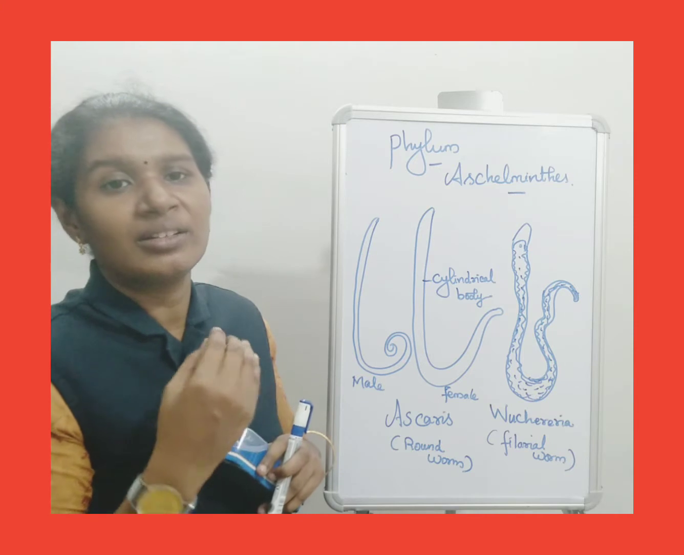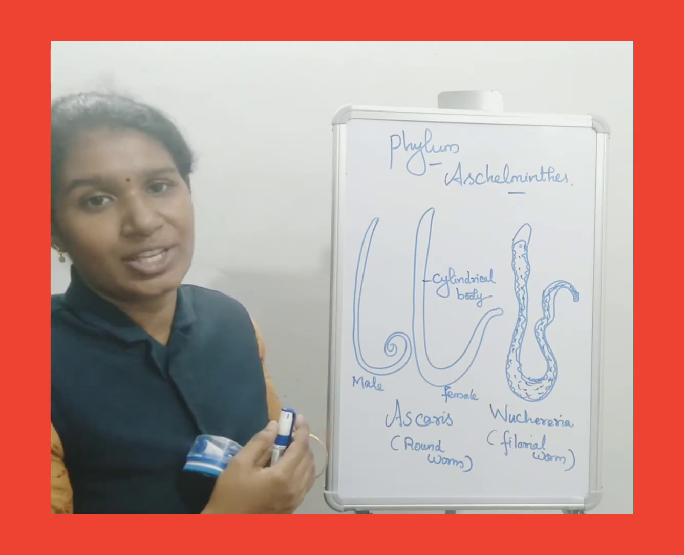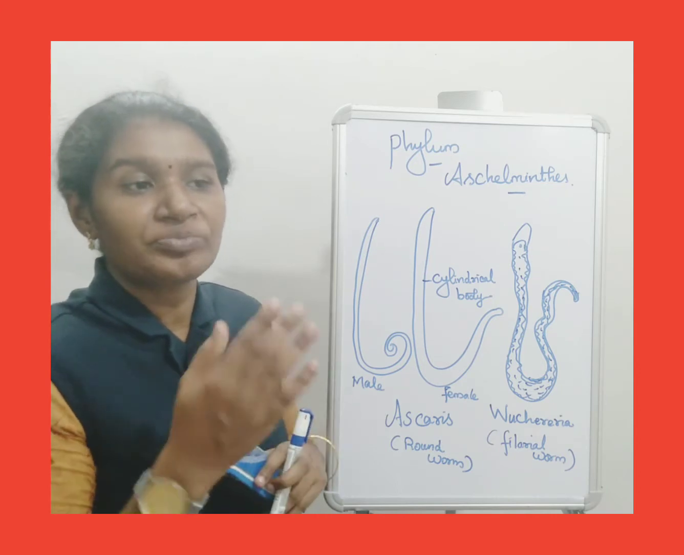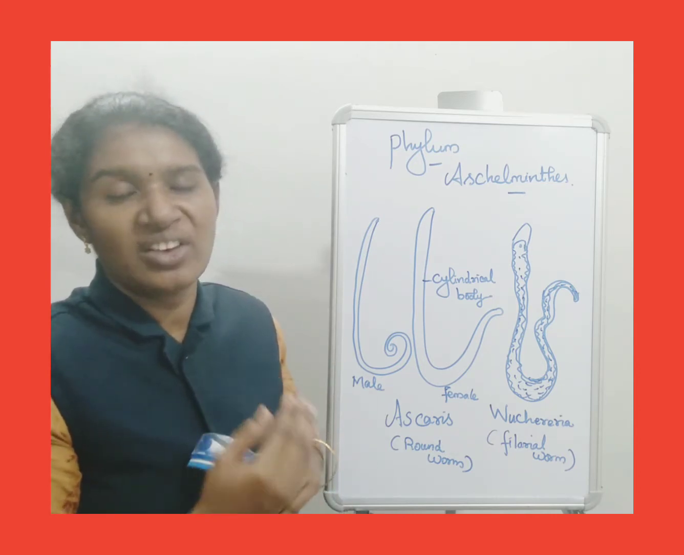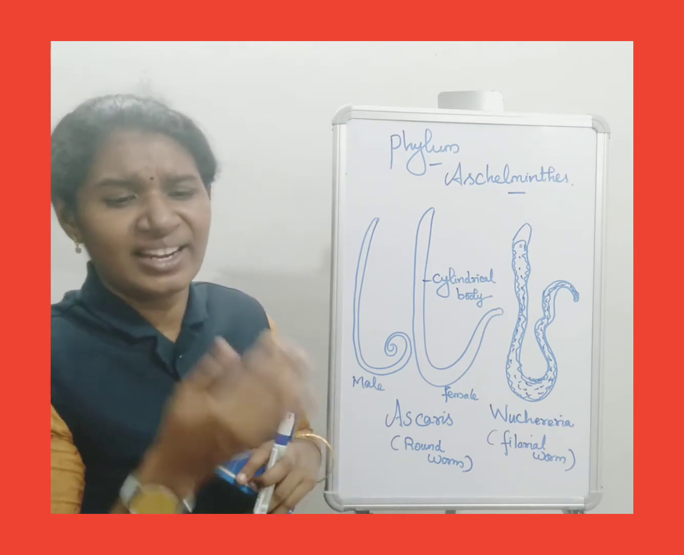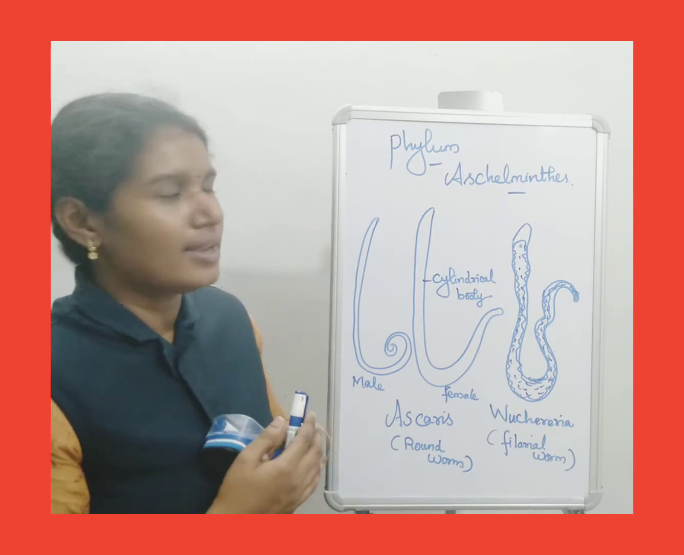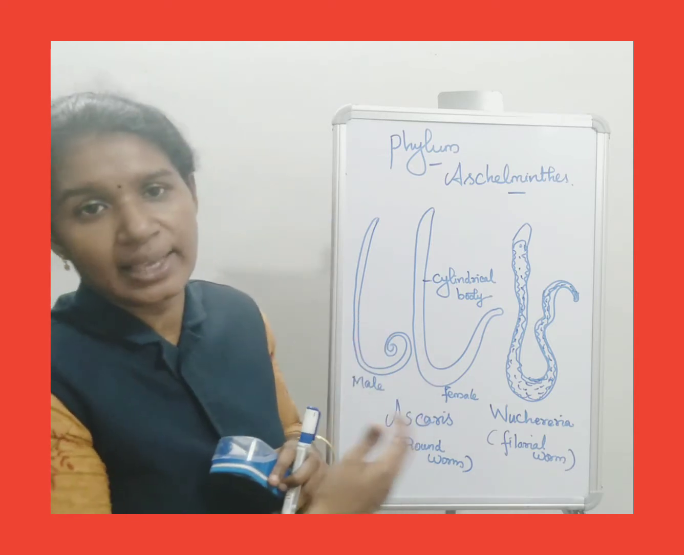They respire just by using the body surface. And the circulation process is done by glands. Gland cells are present, and excretory products are also released through the gland cells. And the bodies are unsegmented.